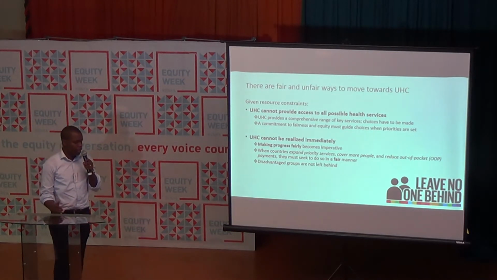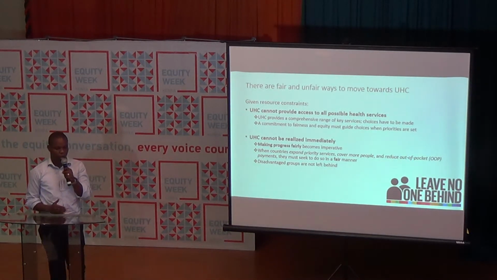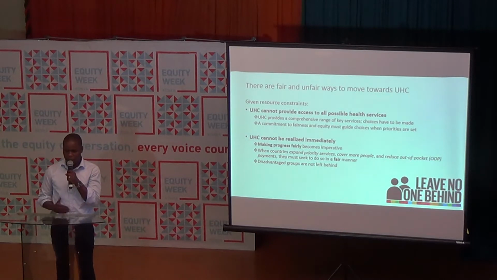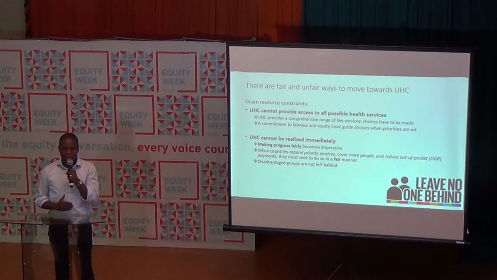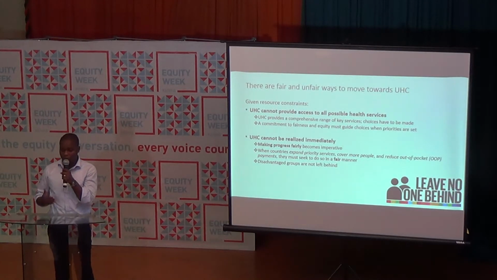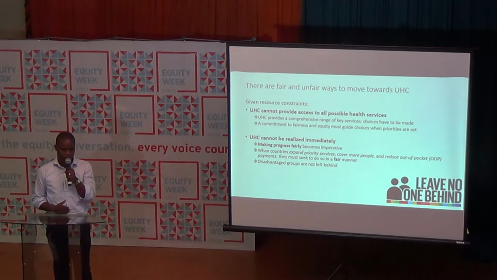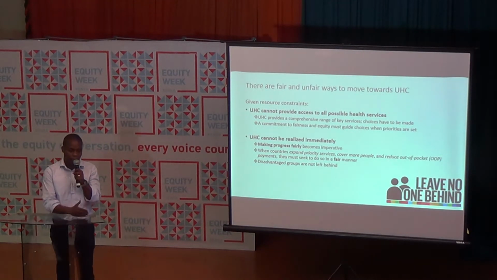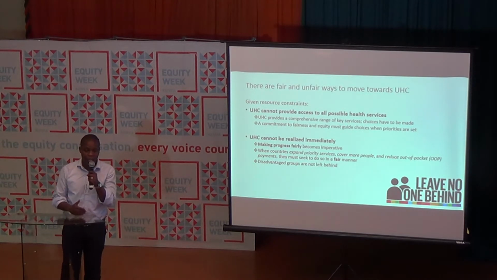Now, we have said that universal health coverage is about moving along 3 lines. Cover more people, include more services, reduce out-of-pocket costs. Now, there is no one way of moving along those 3 lines. There is no one way of moving towards universal health coverage. So given that there are multiple ways, we also know that there are fair and unfair ways of moving towards universal health coverage. You can move towards universal health coverage in a fair manner, and you can move towards universal health coverage in an unfair manner.